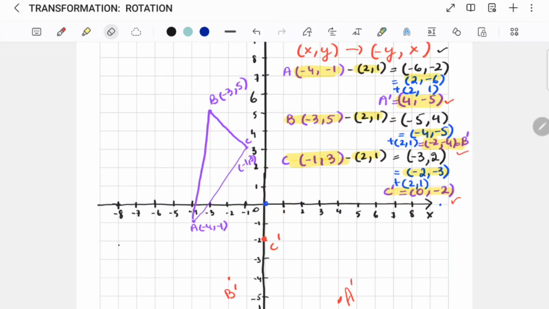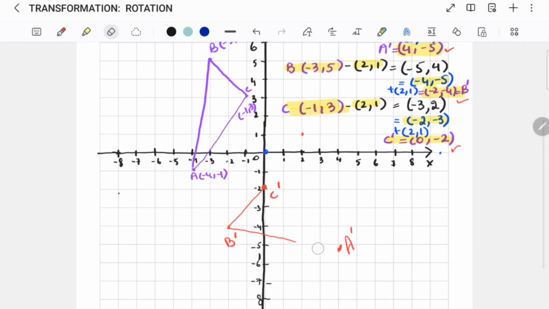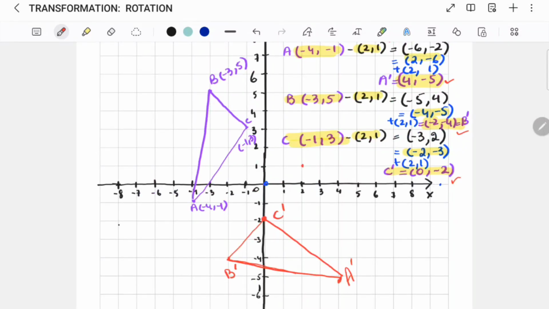Okay, so now join the points. This is your 2 1, and then join the points. This is your image in the given question. And whenever we join object to the image, we will not be getting any parallel lines, so it's a rotation question.